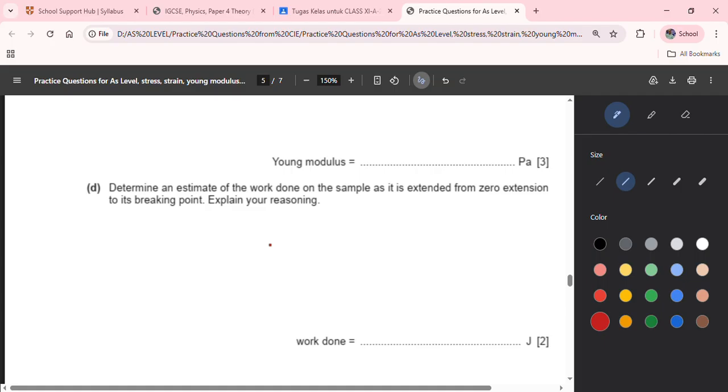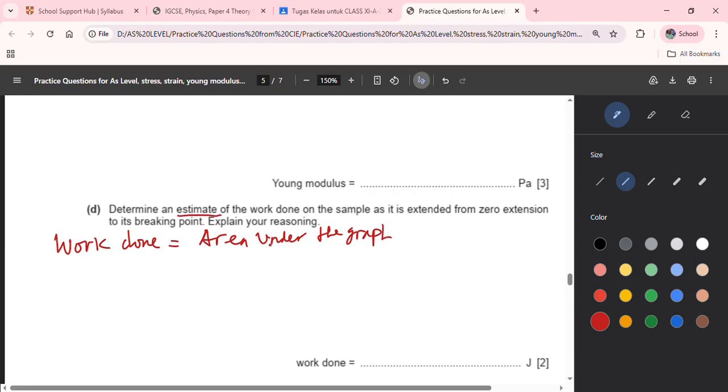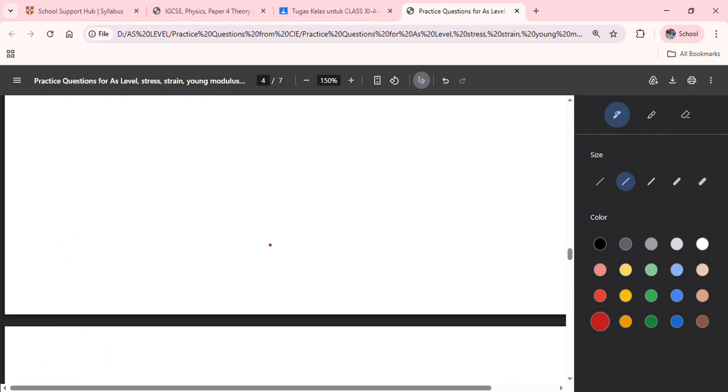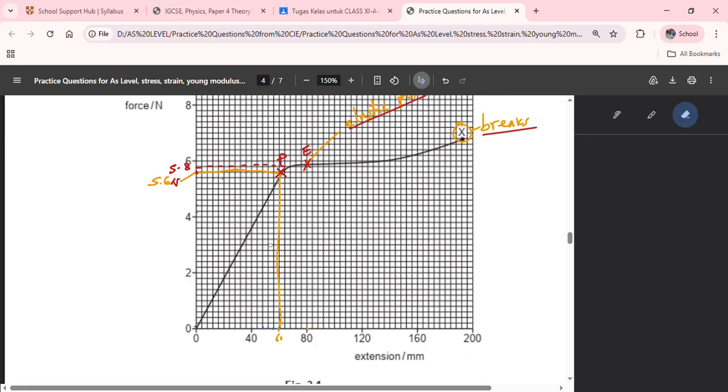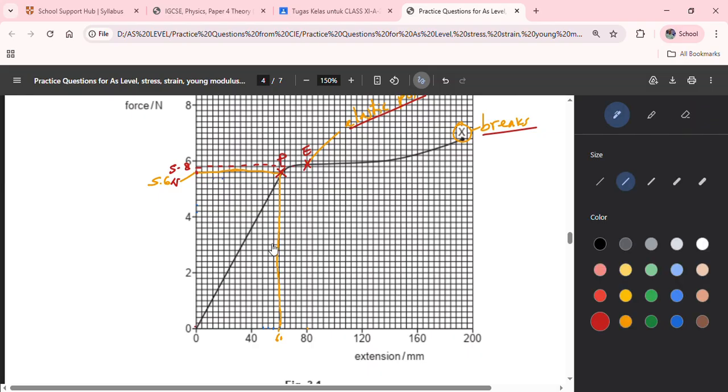The work done. So the work done is the area under the graph. Why do they say there is no exact value for the work done on this graph? We will find the work done from the initial position to its breaking point. Okay, let's calculate it using the green one.